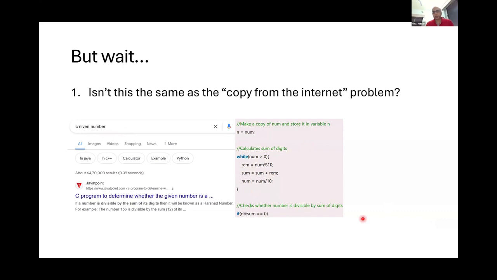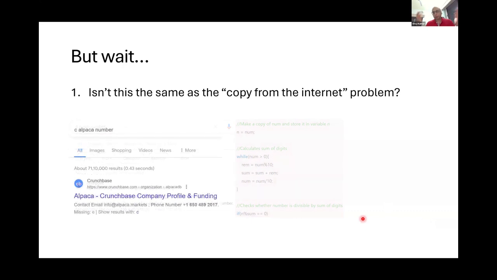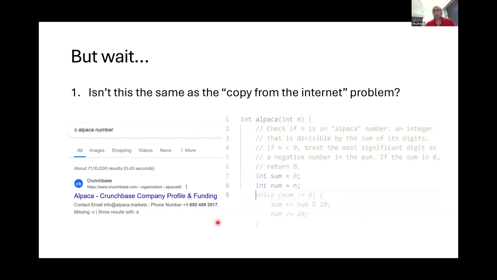I mean, we don't have to call these things Niven numbers. We could call them something else, like how about alpaca numbers? And then if they Google for it, they're not going to find it, right? Of course, we have to give the students the definition of what we mean by an alpaca number. The problem is if we give that definition, even if we do call it an alpaca number, not a Niven number, the AI is smart enough to take that detail and produce the right code, right?